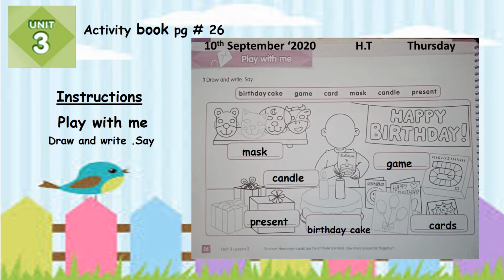Unit 3 activity book, page number 26. On the top of the page, first write 10th September, September, 2020. Then write capital H dot capital T and then write day. Thursday. T-H-U-R-S-D-A-Y, Thursday. Instructions are given at the left side.